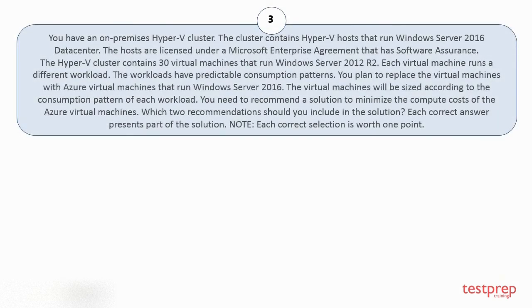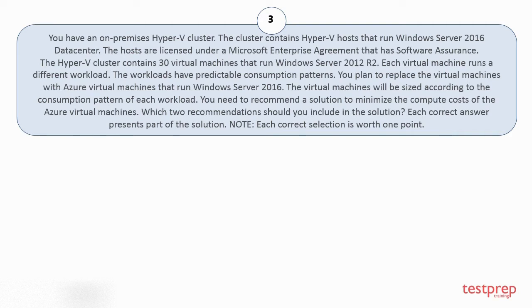Question number 3. You have an on-premises Hyper-V cluster. The cluster contains Hyper-V hosts that run Windows Server 2016 Data Center. The hosts are licensed under a Microsoft Enterprise Agreement that has software assurance. The Hyper-V cluster contains 30 virtual machines that run Windows Server 2012 R2. Each virtual machine runs a different workload. The workloads have predictable consumption patterns. You plan to replace the virtual machines with Azure Virtual Machines that run Windows Server 2016. The virtual machines will be sized according to the consumption pattern of each workload. You need to recommend a solution to minimize the compute costs of the Azure Virtual Machines.